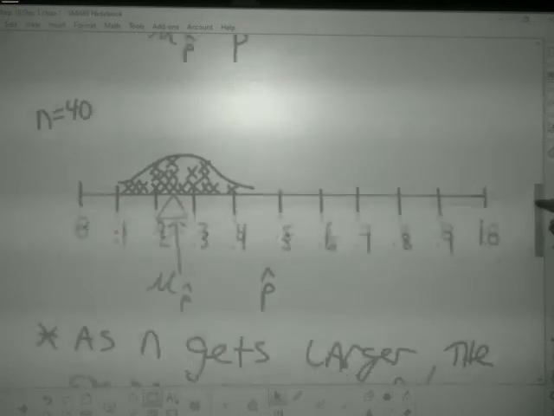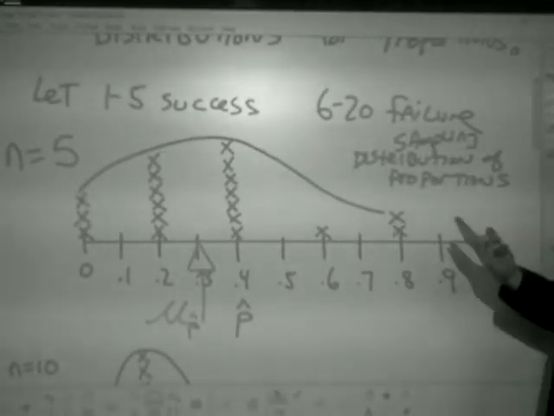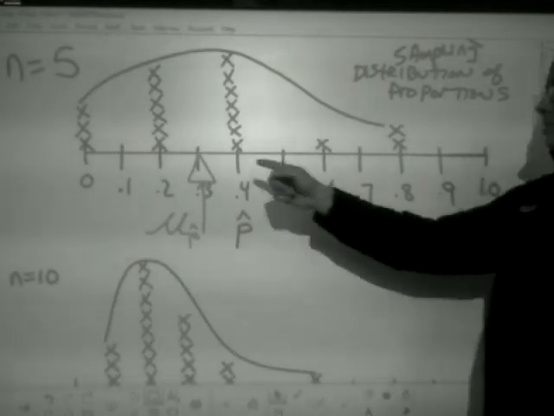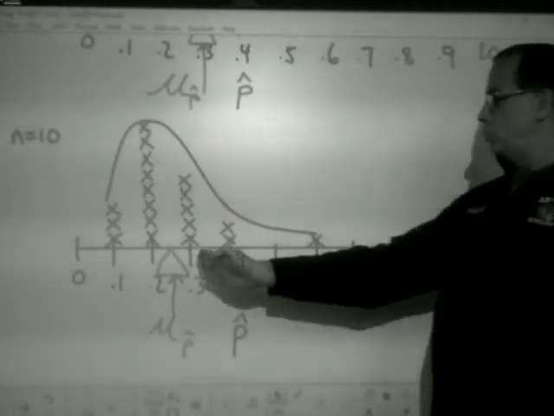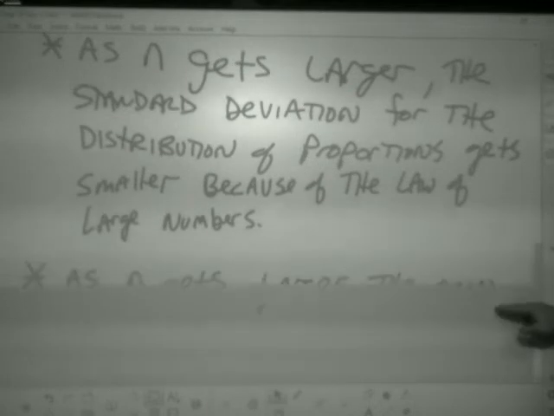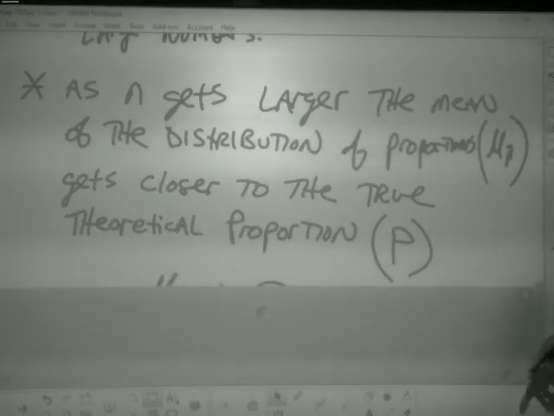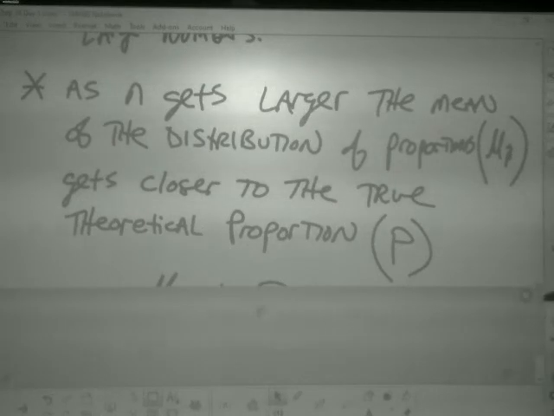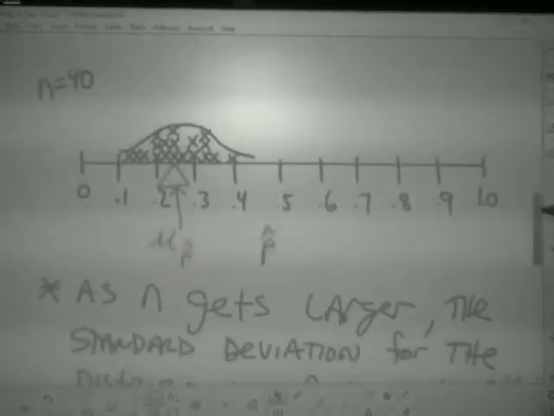The other thing is, because we are 5 out of 20 success, and that's 1/4 or 0.25, we would expect our balancing point to be 0.25, and it's not initially. And as n got larger, look at the green arrow, it moved in a little bit closer to 0.25, moved in very close to 0.25. And so also, as n got larger, the mean of the distribution of proportions, that mu sub p hat, gets closer to the true theoretical proportion, what we call capital letter P. So we know it theoretically should be 0.25, and again, as n got larger, the mean of the p hats, our green arrow, got closer and closer to 0.25.